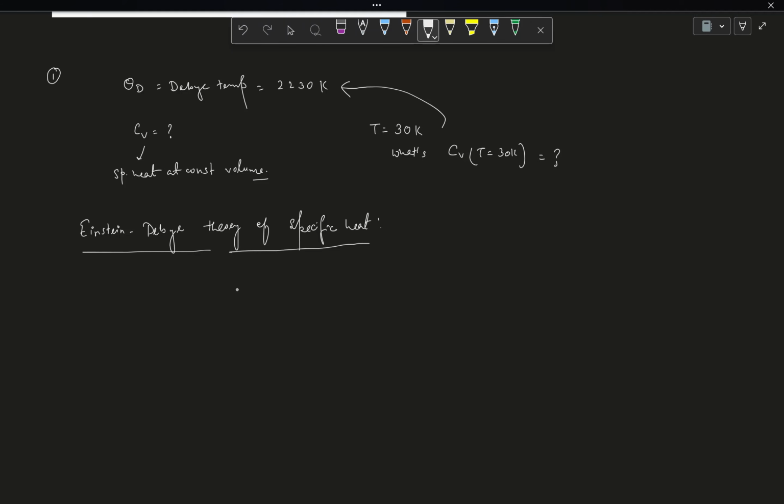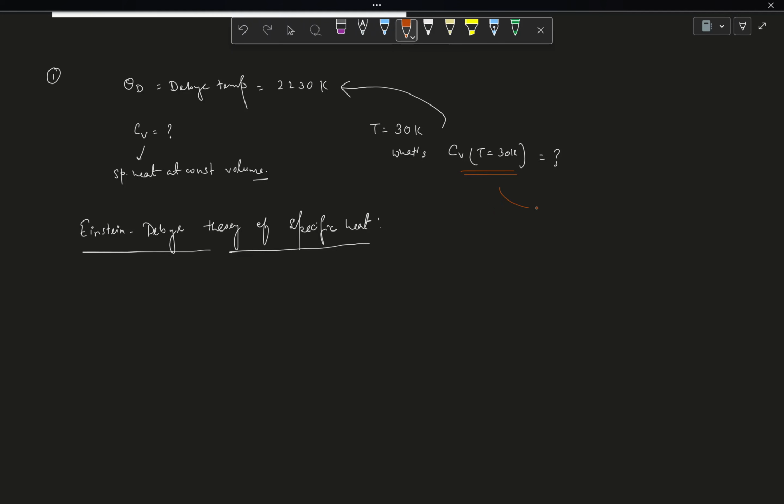Okay, and remember that the formula actually contains an integration which needs to be solved numerically. So you can only get a simplified solution if you mention the temperature limit you are working in. Like in our case, because we have to calculate CV at T equal to 30 Kelvin, and 30 Kelvin is a significantly low temperature, right? So we can take the approximation of the low temperature limit for this problem, and therefore we can get a simplified closed formula for CV from this Debye-Einstein theory or Einstein-Debye theory, whatever.